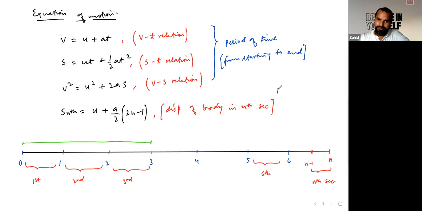So the last equation, displacement of the body in nth second, defines the distance traveled between two consecutive time gaps. So it defines a point of time. So simply we can call it displacement between two consecutive seconds or time gap.